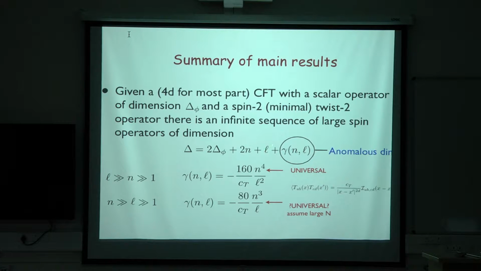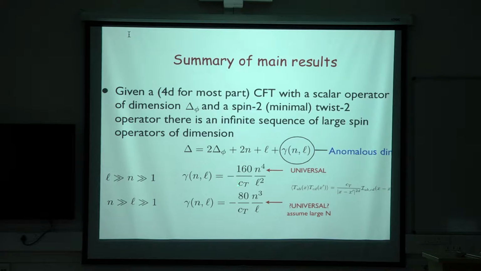L here is the spin of the operator, and n is an integer which tells you that there is an infinite sequence of such operators. Roughly speaking, you can think of n as the twist of the operator, which is the conformal dimension minus the spin. I will focus on 2 interesting limits. One is when the spin is much bigger than this integer n. Loosely speaking, when the spin is much bigger than the twist, and the twist itself is large. And the other limit is going to be when the twist is much bigger than the spin, and the spin also is again large. In the first limit, one can show that the anomalous dimension takes on a universal form.